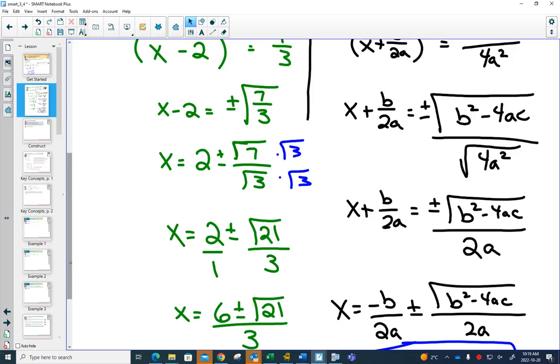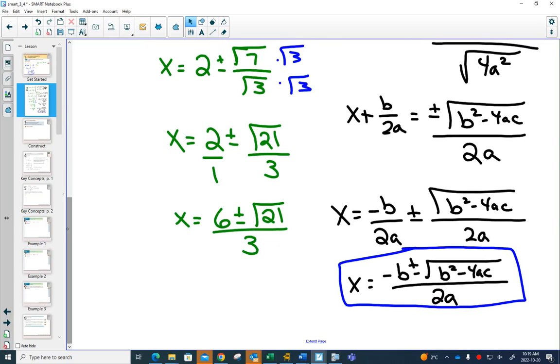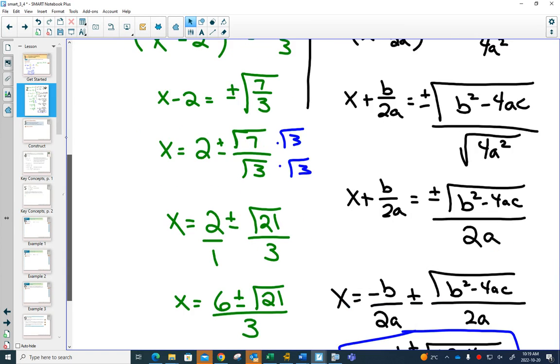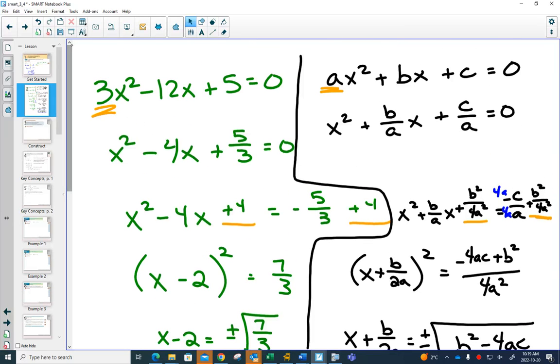Because all I need to do is plug in numbers. Like the b was whatever was, look at where we started. The b is whatever was in front of the x. The a is whatever was in front of the x squared, and the c is whatever was by itself. If you start it looking like this, you can plug it in.